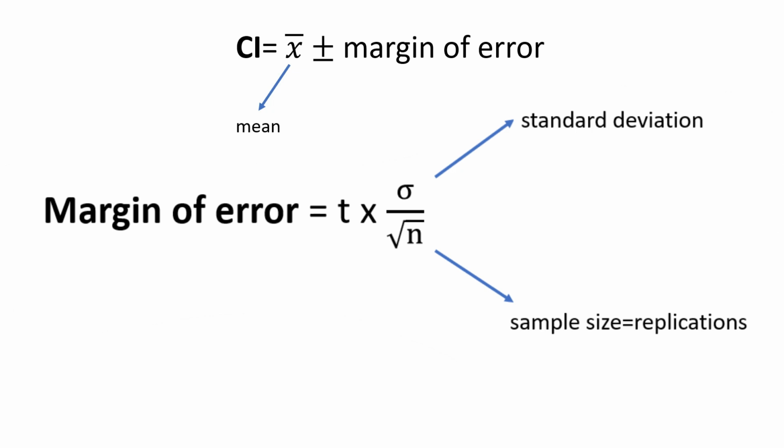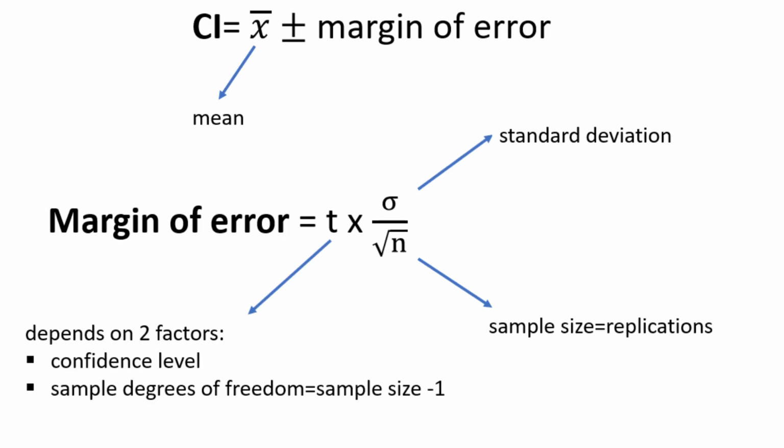And finally, regarding the t-value, this value is related to the distribution of the variable that we are looking for. This value in statistics is calculated using a t-test. The t-test depends on two parameters in order to calculate this value. These two parameters or factors are the confidence level that we have chosen, as well as something called the sample degrees of freedom, which is equal to the sample size minus one.